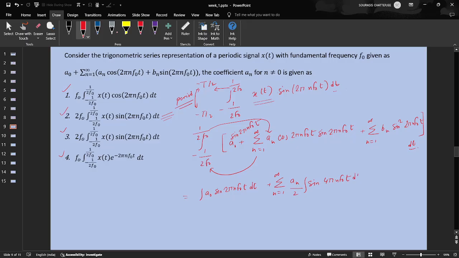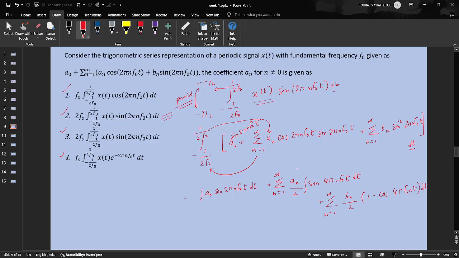integration dt, and again we have plus sum over n is equal to 1 up to infinite, this is sine square, it can be written as 1 over 2, let me write it down here, bn by 2 times 1 minus cos 4 pi f naught n t dt.